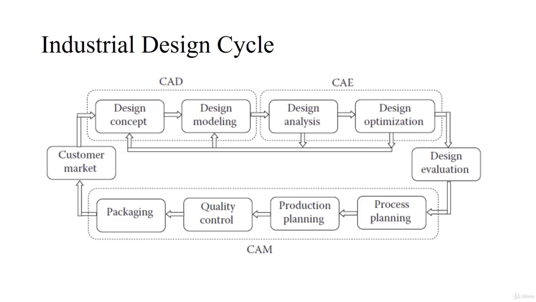So coming to the industrial design cycle, first we start with a design concept and we are going to model this particular design concept in 3D using 3D CAD software such as SolidWorks, CATIA, Pro-E and other available software. You can also design these concepts in 2D using 2D modeling software like AutoCAD, ZWCAD, etc. Once you finish modeling the design concept, the next stage is to analyze the design.